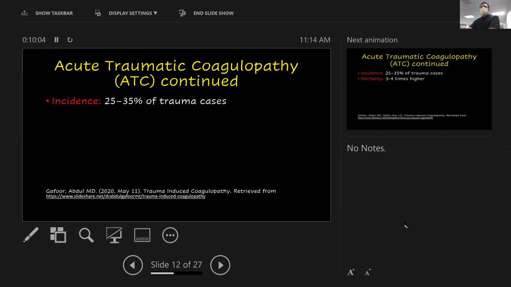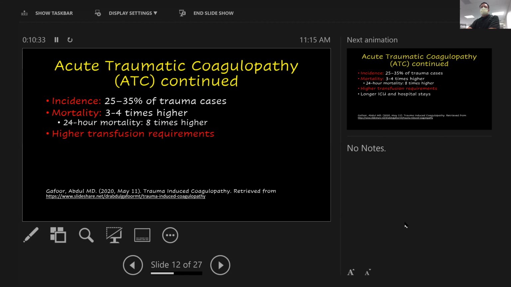How often does it occur? Well, it can occur in 25 to 35% of trauma cases, which is a lot. How does it affect mortality? It greatly increases mortality, 3 to 4 times higher mortality rates in the setting of ATC, and 8 times higher mortality rates over the course of 24 hours. So patients with ATC are at much higher risk of dying from their injuries.